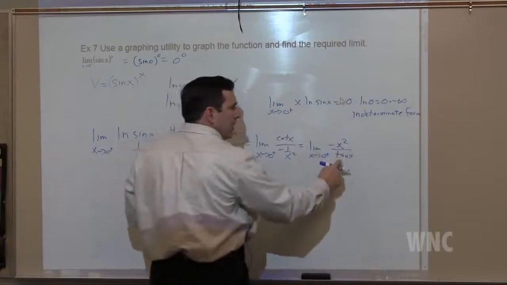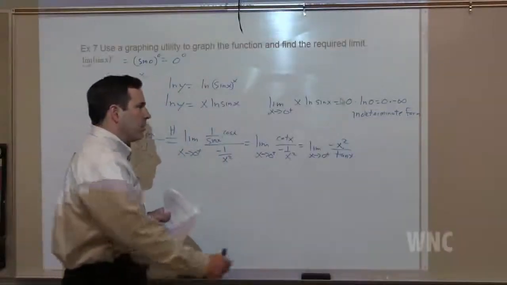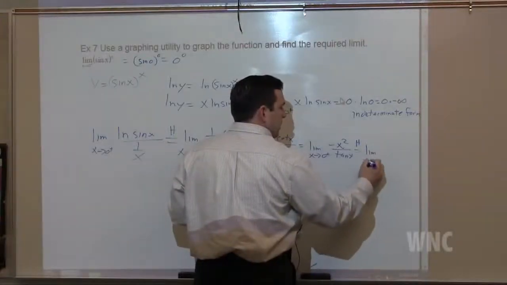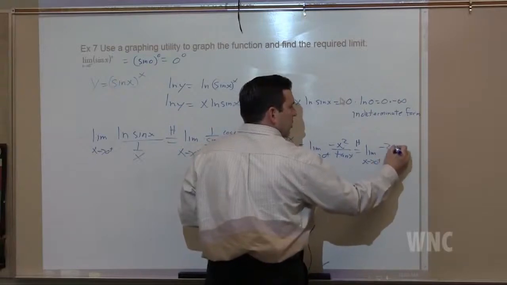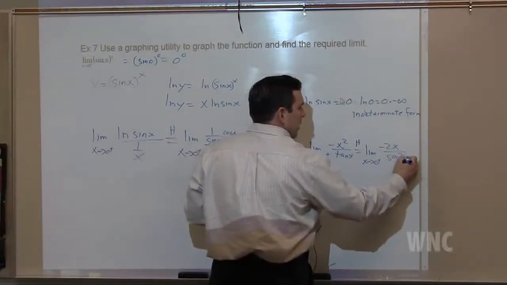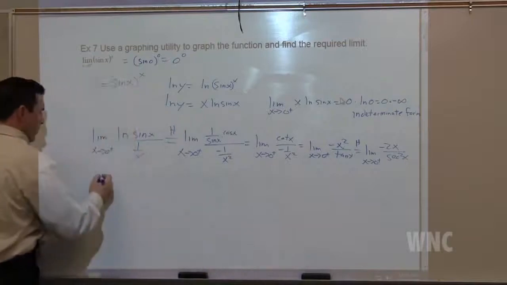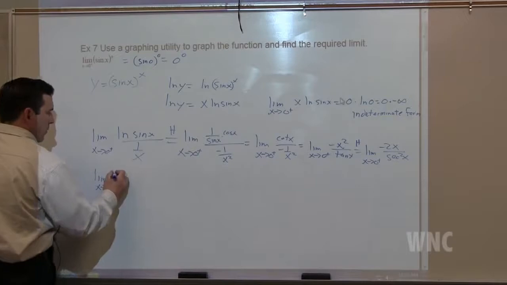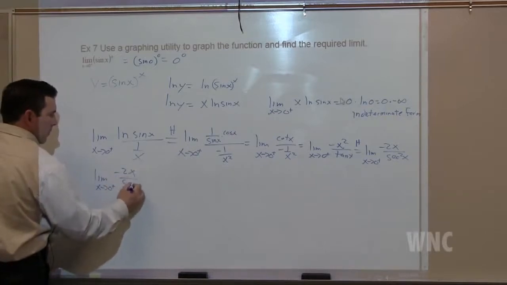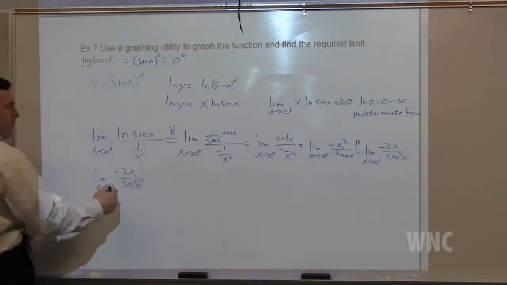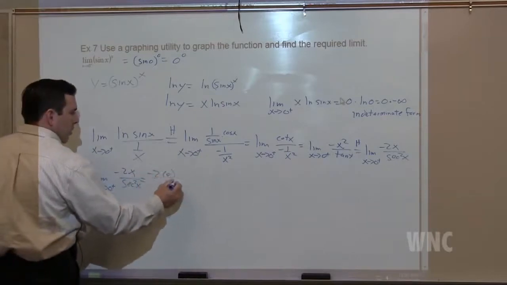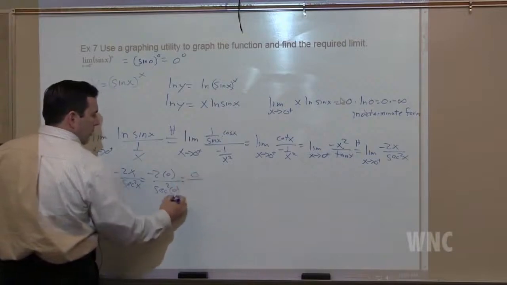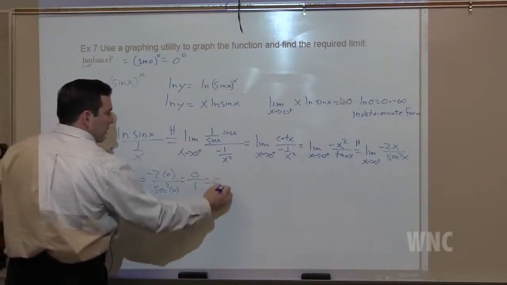We still have 0 over 0, but now if we take the derivative, do L'Hopital's rule, we have the limit as x goes to 0 from the right side of negative 2x over secant squared x. Putting 0 in there, that's negative 2 times 0 over secant squared of 0, which is 0 over 1, which is 0.